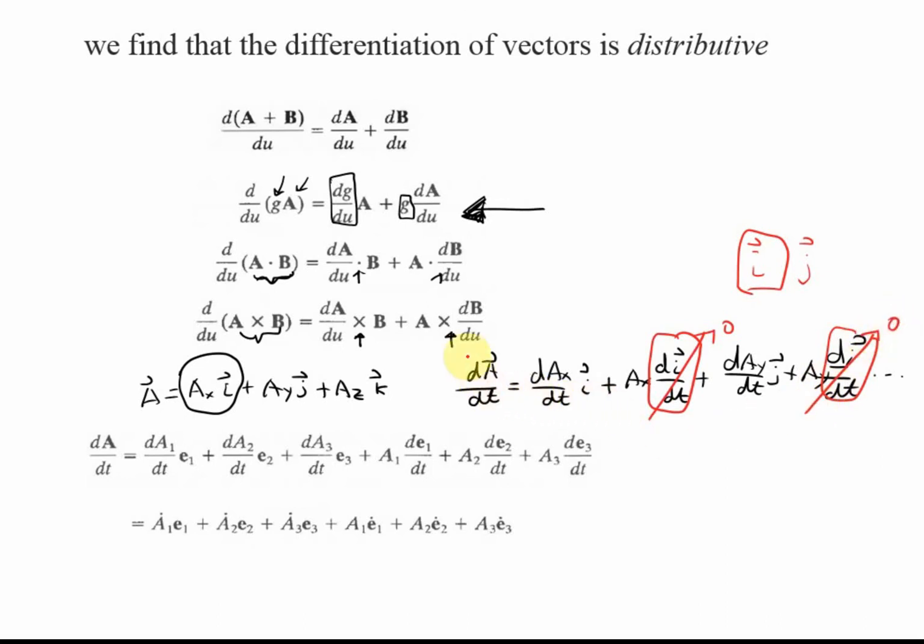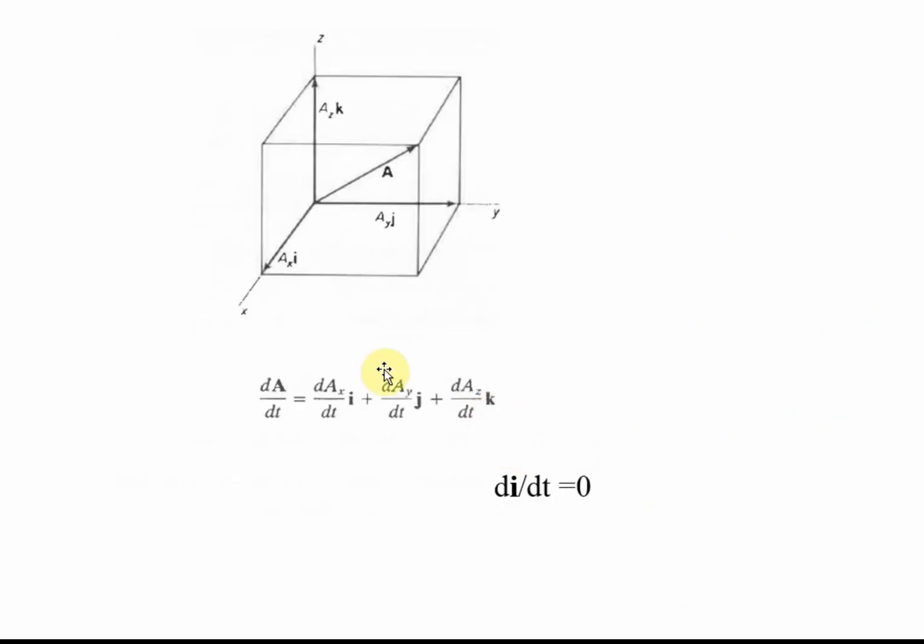That's why the result of the derivative of vector A using components simply looks like the Ax derivative i, the Y component derivative j, and the Z component derivative k. So in this slide, if you want to take the derivative of this vector A in space with respect to time, it can be written like that, and the rate of change of the unit vector is 0.